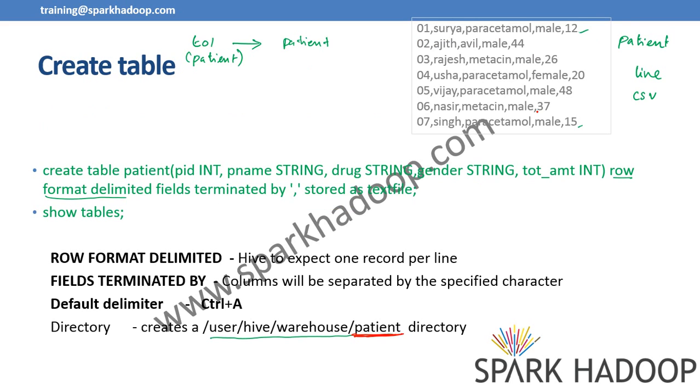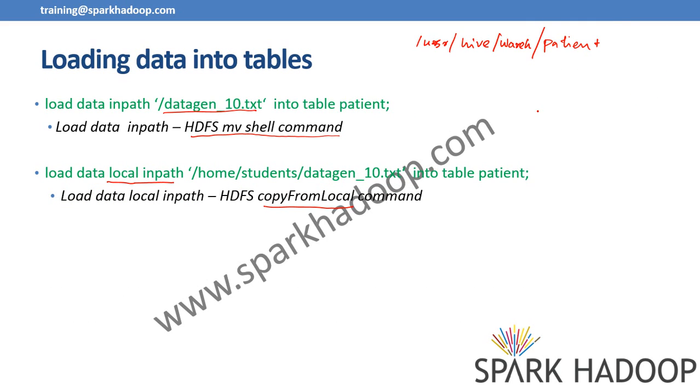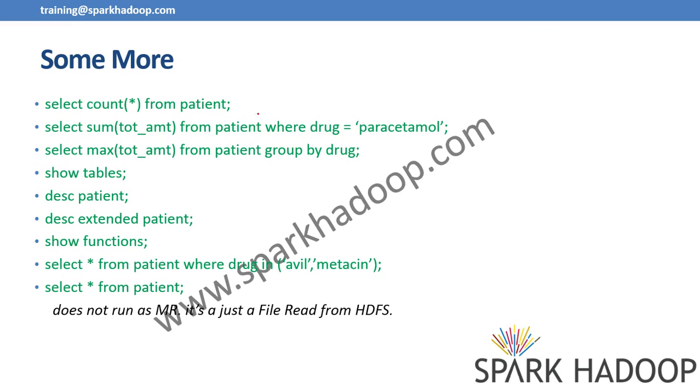We have created a table. We loaded some data. Now we can run some queries. So select count of, select sum of, and select star from where drug in. You can use an in clause. So if you look at the last one, select star from, it does not run MapReduce. Reason being, here we are not doing any analysis. It's just a file read. While reading it, it'll identify every line is a record, and the columns are separated by comma. It does not run as a MapReduce. It's just a file read from Hadoop.